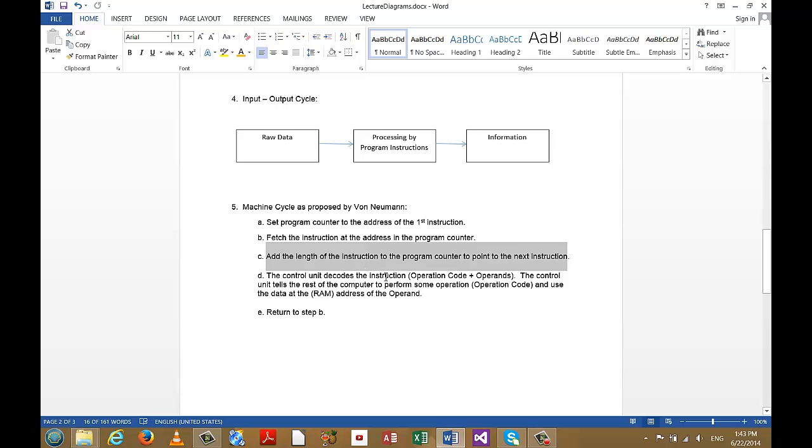The control unit then decodes the instruction in the instruction register, and that instruction has two parts. One is something called the opcode, which specifies the task to be performed. Maybe it's an add, maybe it's a divide, some kind of instruction like that. And it also contains another part. The second part of the instruction is a numeric value in binary format, a numeric value that corresponds with the memory address in RAM where the data that's needed by that instruction can be found.